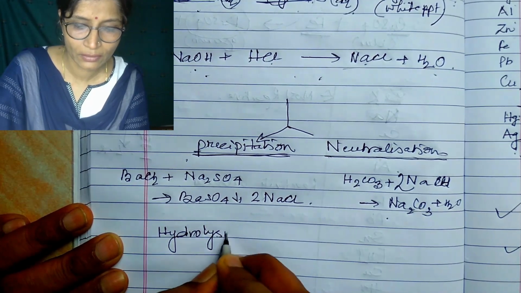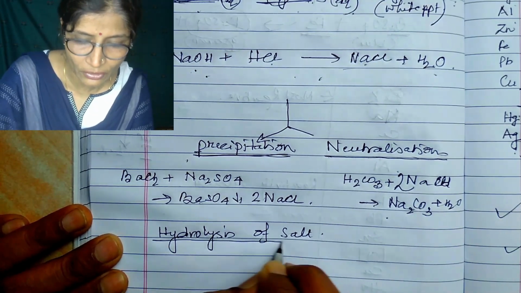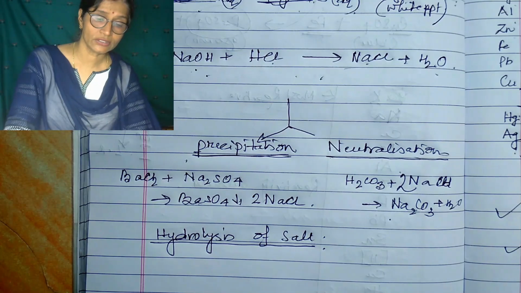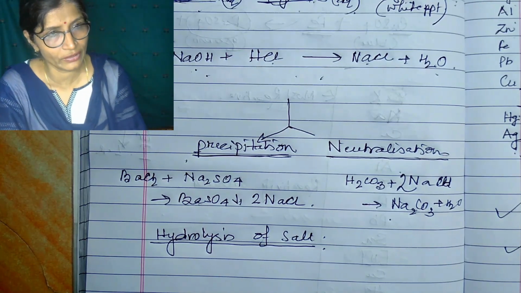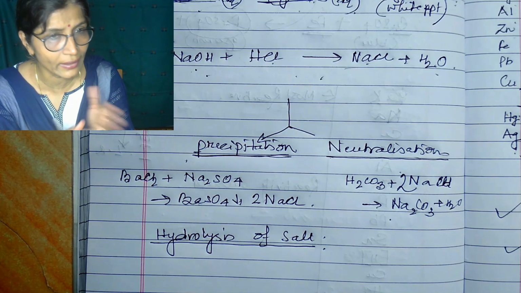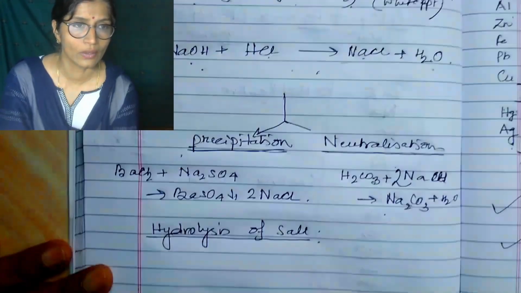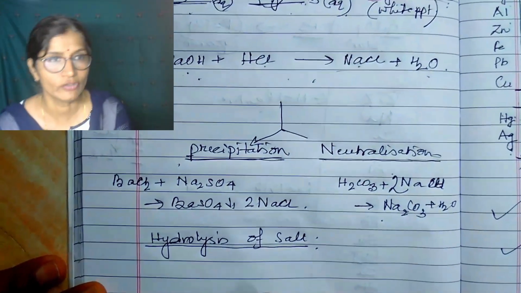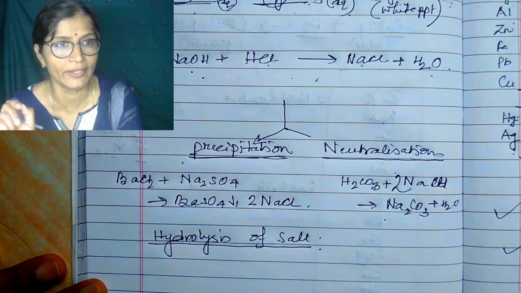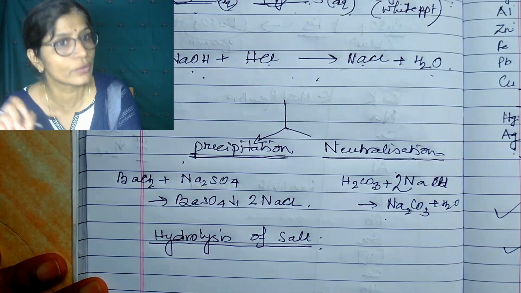Hydrolysis of salt. In hydrolysis of salt, what happens? The thing is that according to hydrolysis, the salt is treated with water. Means salt is added to the water, then the salt will decompose and give you the solution which is either acidic or basic in nature. Depending on that, suppose your salt is your sodium carbonate salt.